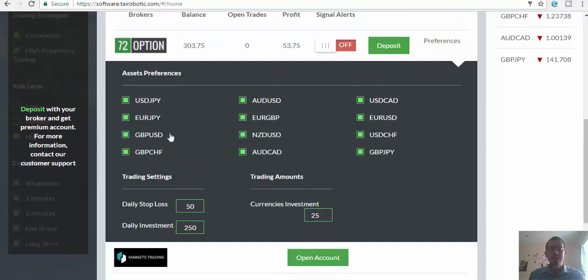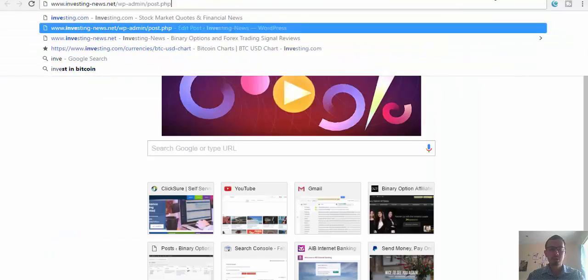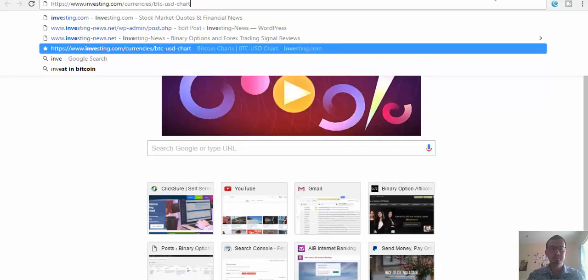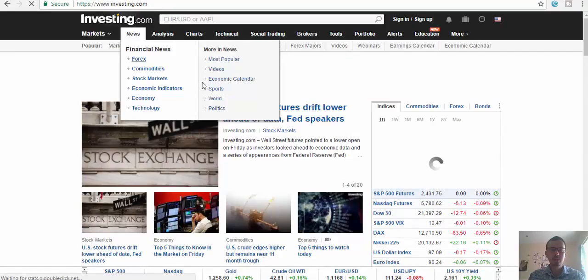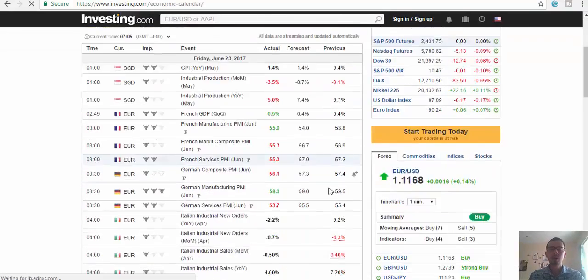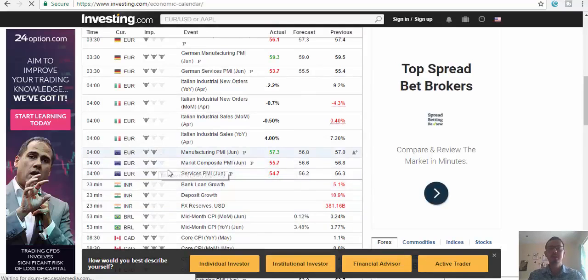Anyways, guys, if you want to trade only Euro USD, for instance, you can do so. You can switch these all off, and you can only leave Euro USD or USD JPY if you like. You know that the recommended trading hours with the auto trader are 9 AM to 7 PM GMT, okay? Also, we usually go to investing.com and go to the economic calendar, and we check that there are no tradable news for the next 30 minutes.